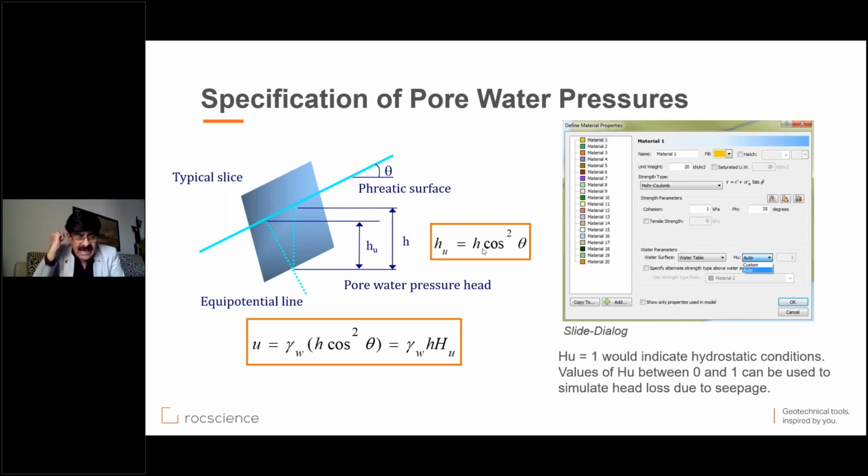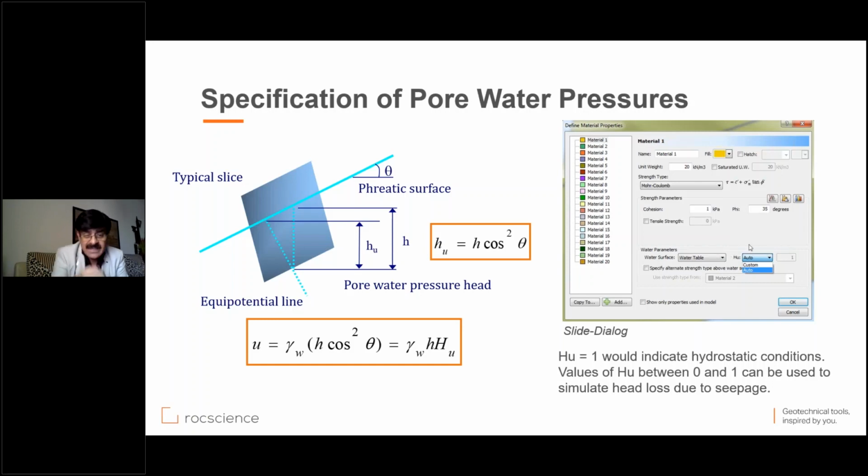You can derive that. And so the pore water pressure will be defined like this: gamma W, which is the unit weight of water, multiplied by HU, which is H cos squared theta. And this can be rewritten in the form of gamma W H, capital HU, and the capital HU is a factor which can be defined while you define the material properties in slide 2 software. You can see the options here.